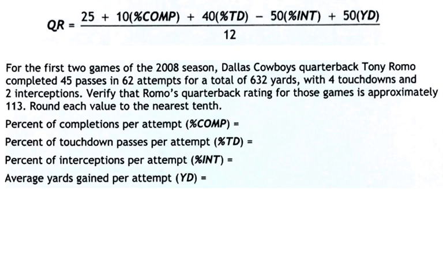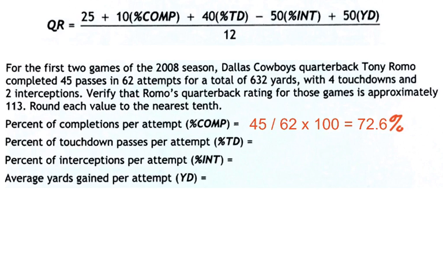Verify that Tony Romo's quarterback rating for those 2 games is approximately 113. Round each value to the nearest tenth. So the percent of completions is the completed passes of 45 divided by the attempted passes of 62, and then because it's a percent, we have to multiply by 100. And then that's going to give us 72.6%.